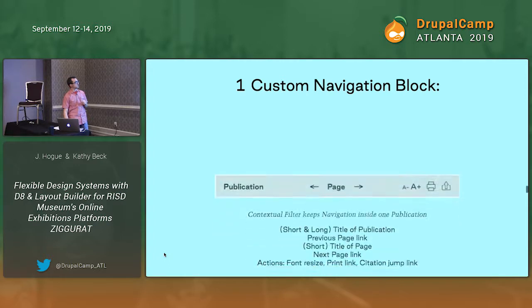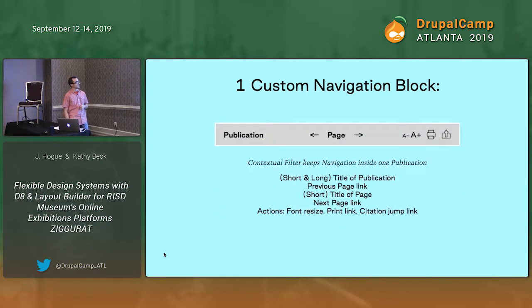Navigation block that you saw a little preview of, that's an interesting one. That's a custom block that we created that an author can put on the page wherever they like, although typically it's either the first thing or the second thing on the page. It uses the short or long title depending on the width of the viewport. We have a previous link, we have a title of the page you're currently looking at, we have a next link, and we have some author controls for that particular page.